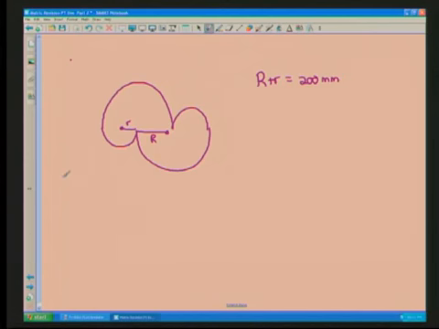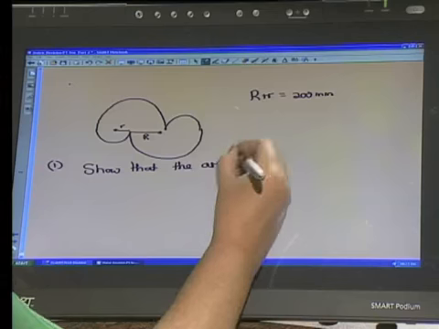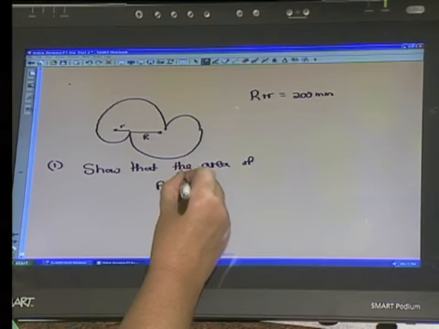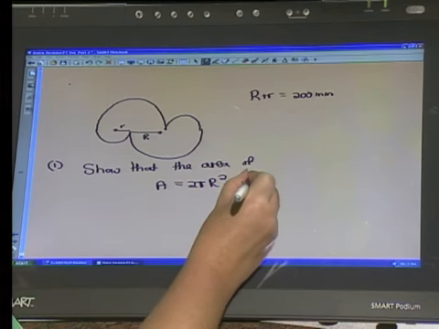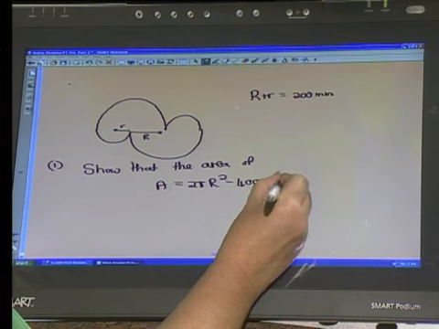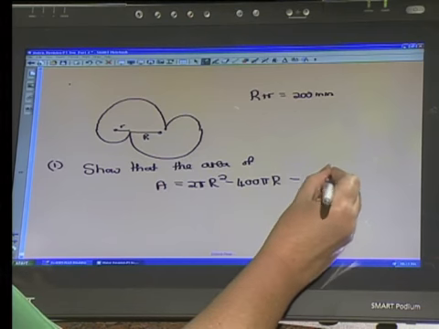Right, now the first part of the question says, show that the area of this figure is given by A equals 2 pi R squared minus 400 pi big R plus 40,000 pi.